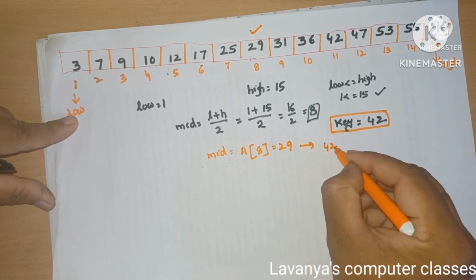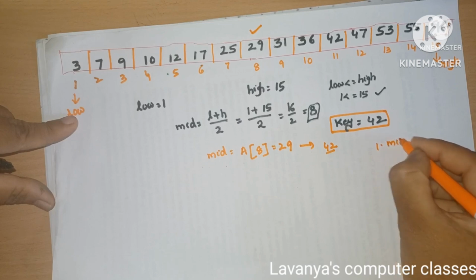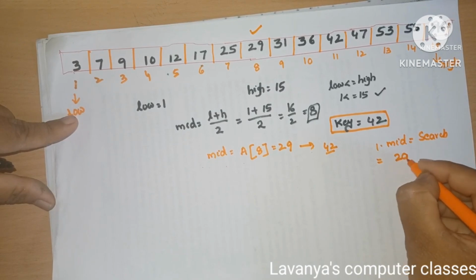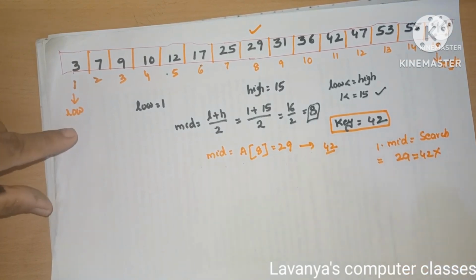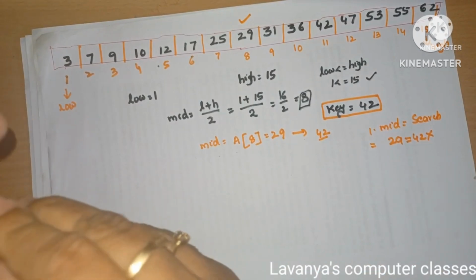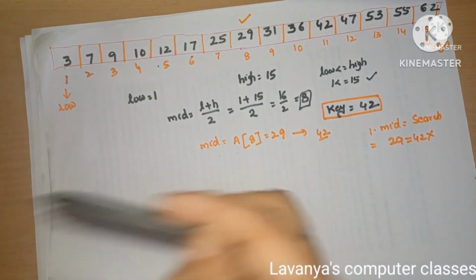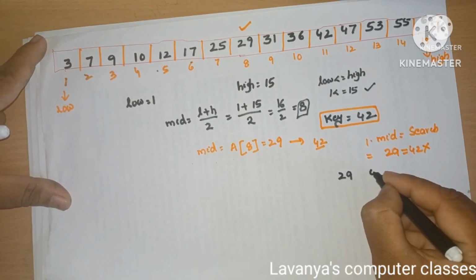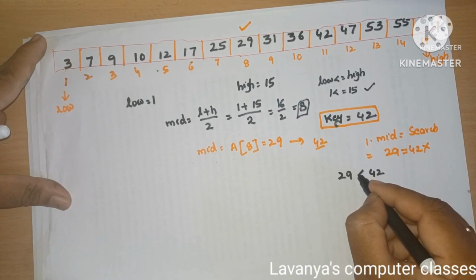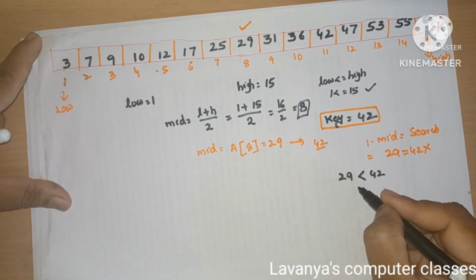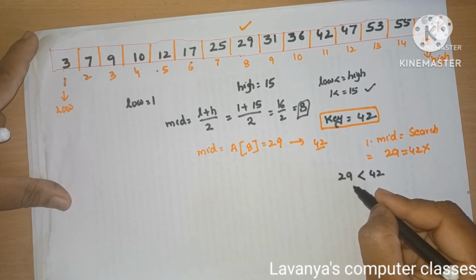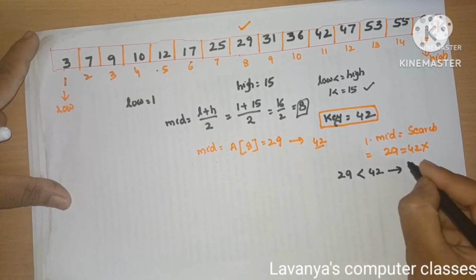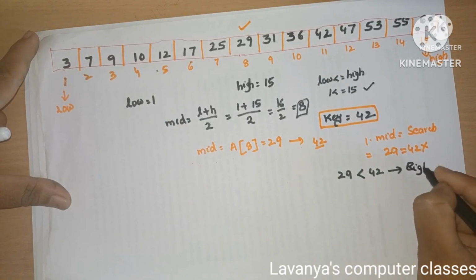What is your search element? Search element is 42. So first point, is mid equal to search? Is it true? 29 is equal to 42? Wrong. So then compare. Which one is higher, the mid element or the search element? Middle element is 29, search element is 42. So the middle element is smaller and the search element is more. If the search element is more, then go to the right hand side.